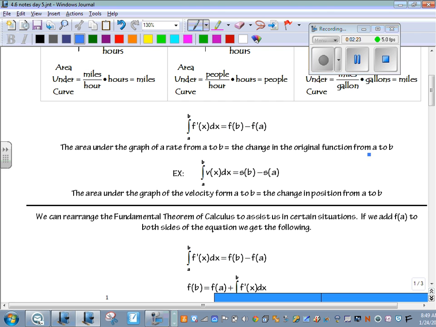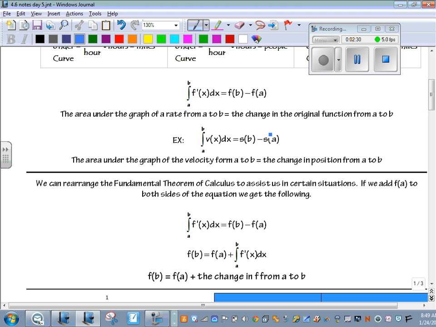One of the more common ones that we'll see, and that makes sense to us because you've seen it a lot in the past, is with velocity and position. If we take the definite integral of velocity, that's going to equal s of b minus s of a. So the position at time b minus the position at time a. Right? So it's just the change in position from a to b. That's what the area under that curve is representing.